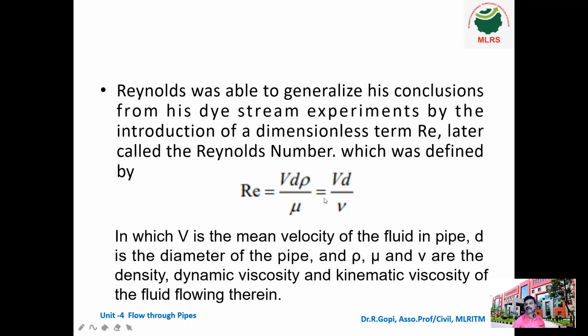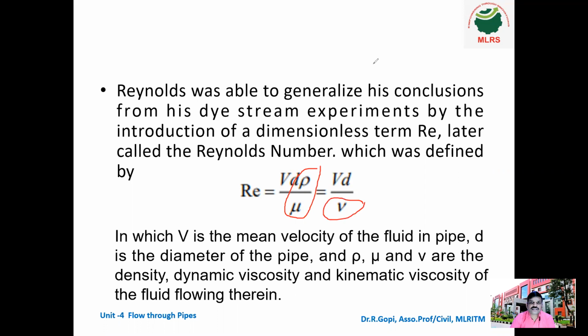What is the formula for kinematic viscosity? It is the dynamic viscosity divided by the density. So here the inverse appears: rho divided by mu is the inverse of kinematic viscosity. So we can write this equation as V d divided by nu. This is called nu.